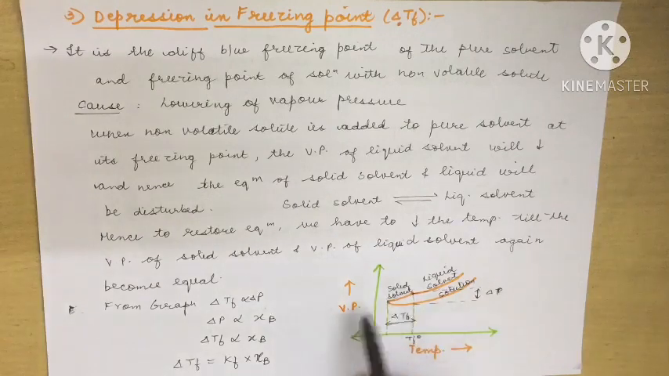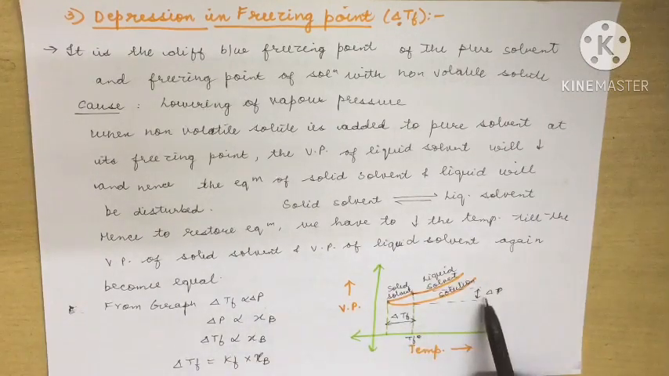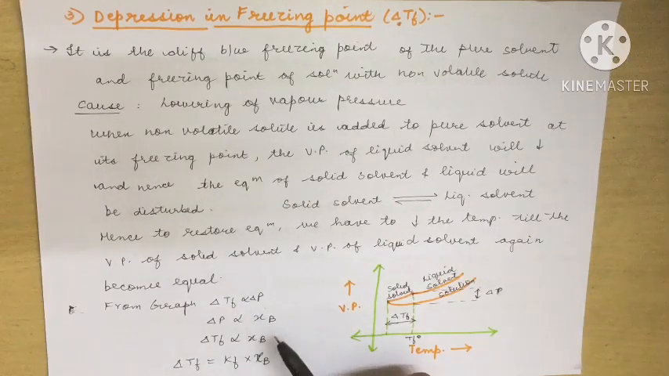So we have seen from the graph that delta Tf is directly proportional to the decrease in vapor pressure, and also we know that delta P is directly proportional to XB. We have seen this previously. So by relating these two, what can we write? The new equation, that is delta Tf is also directly proportional to XB.